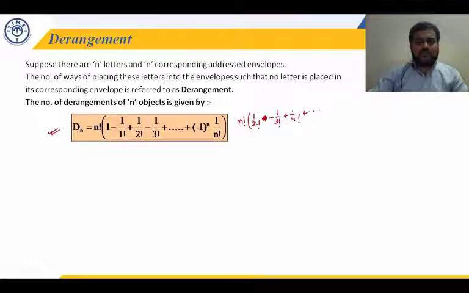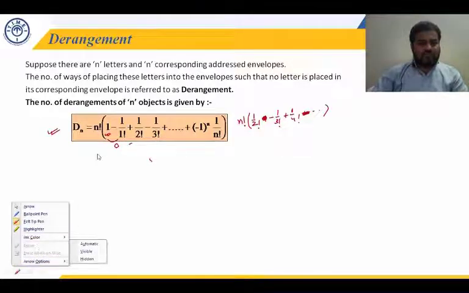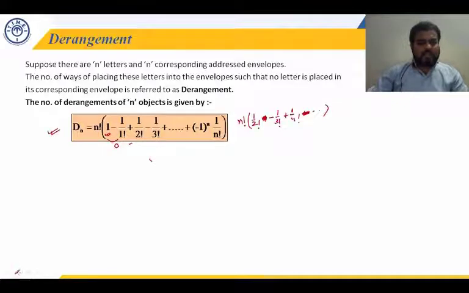The next term here will be minus, and so on. Because this is 1 and 1 by 1 factorial is again 1, so this 1 minus 1 is anyways going to be 0. So the first two terms will not contribute anything to this entire calculation. So you can start from 1 by 2 factorial also. So this is the formula for derangement of n objects.